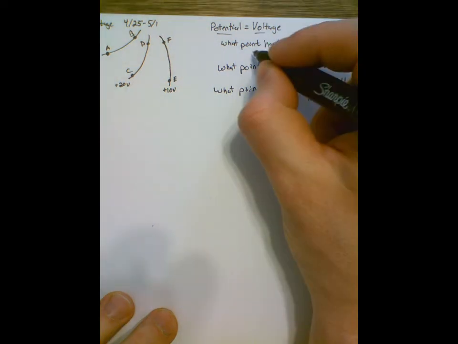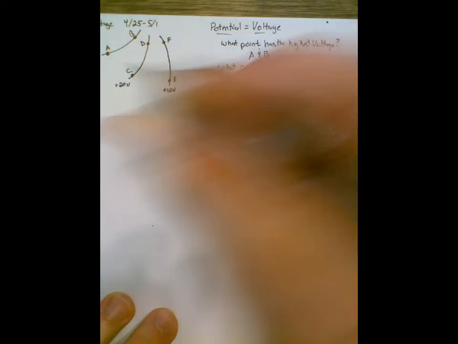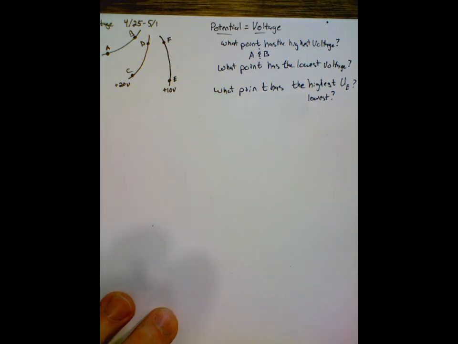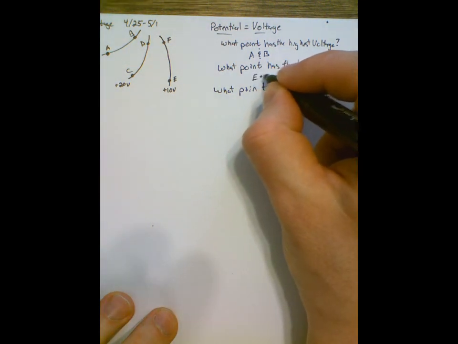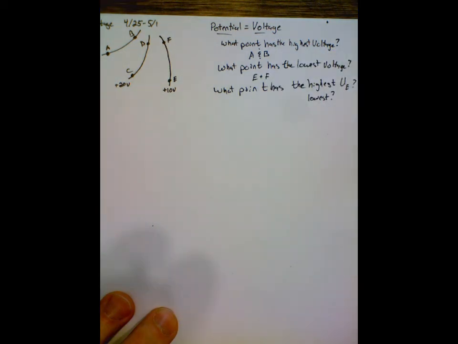What point is the highest voltage? Well, A and B, they're both at 30 volts. What point is the lowest voltage? Well, E and F, they're both at 10 volts.